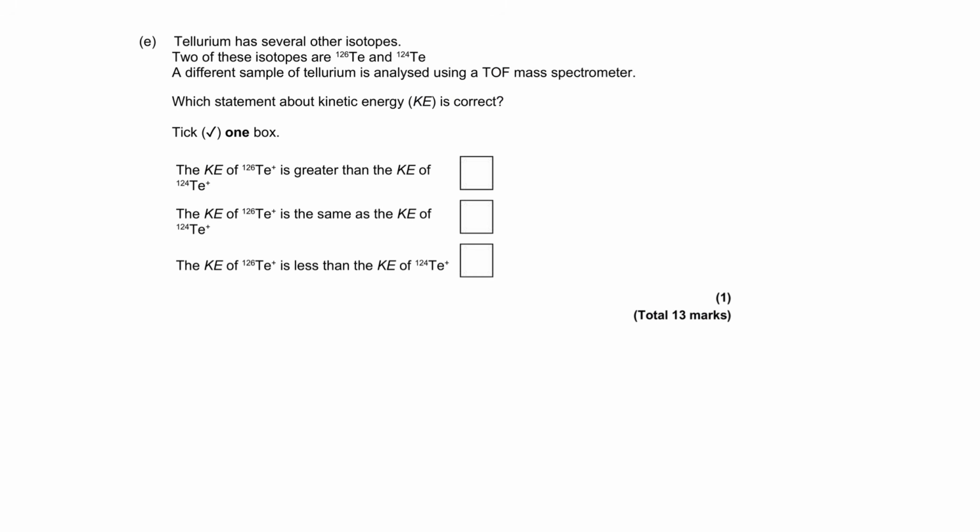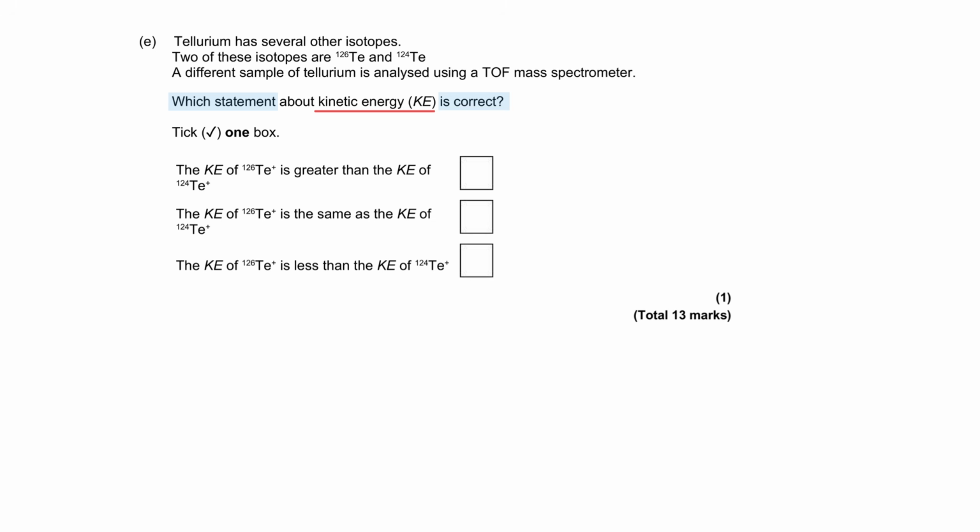Tellurium has several other isotopes. Two of these isotopes are tellurium-126 and tellurium-124. A different sample of tellurium is analysed using a time-of-flight mass spectrometer. Which statement about kinetic energy is correct?